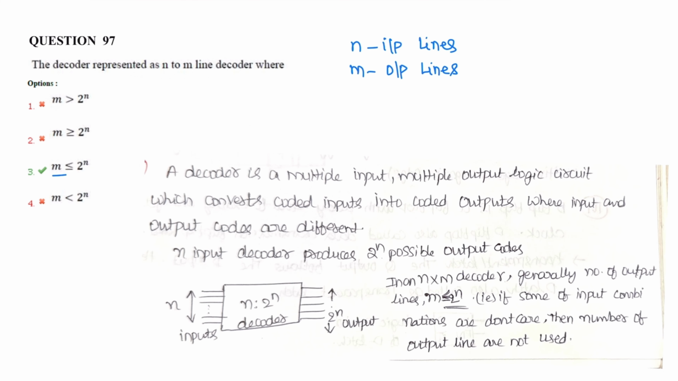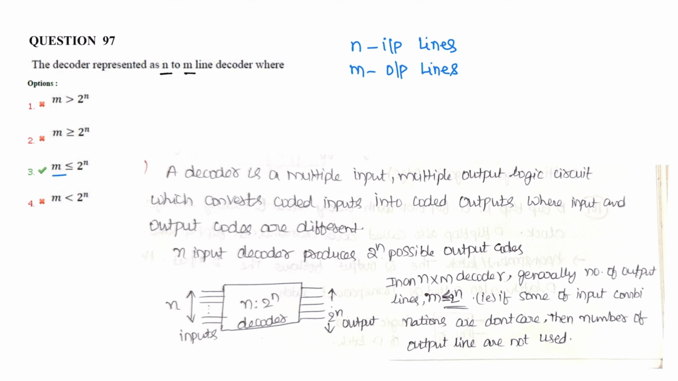Question number 97. The decoder is represented as an n by m line decoder, where we need to find the relation between input and output. Here n represents the number of input lines and m represents the number of output lines. We know that a decoder is a combinational logic circuit which has multiple inputs and multiple outputs that converts coded inputs to coded outputs, where input and output codes are different.